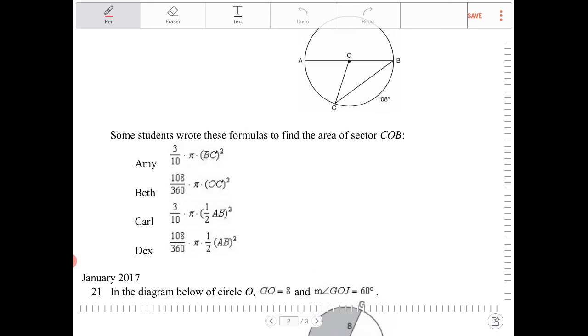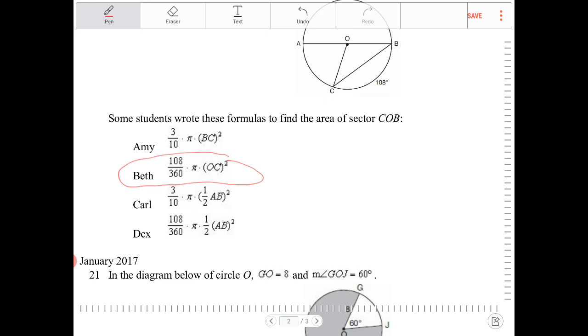I'm going to guess which one is the correct one. So the correct one would be 108 over 360 times pi times OC squared. This is the only one that is correct. Why are the other ones not correct?